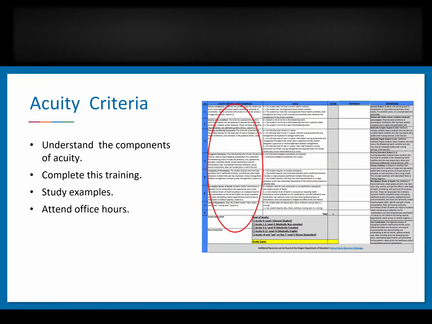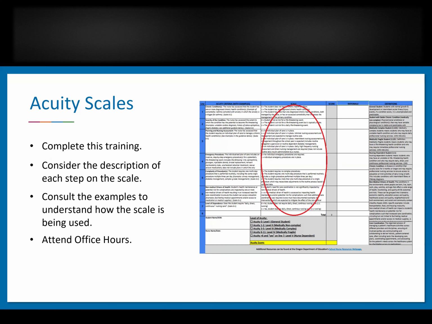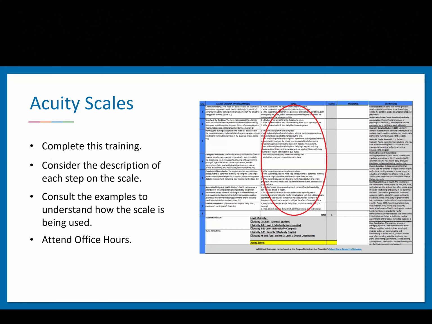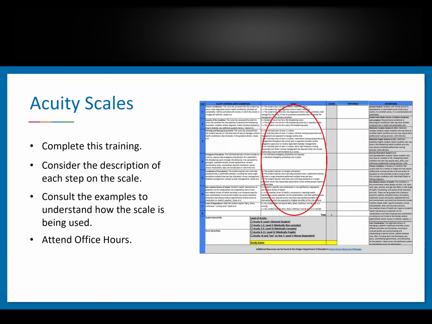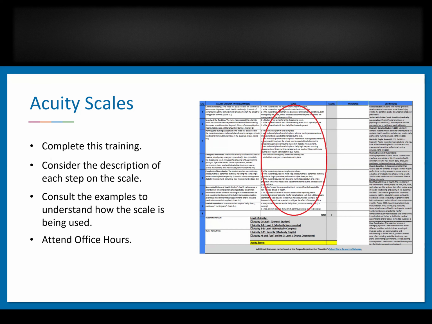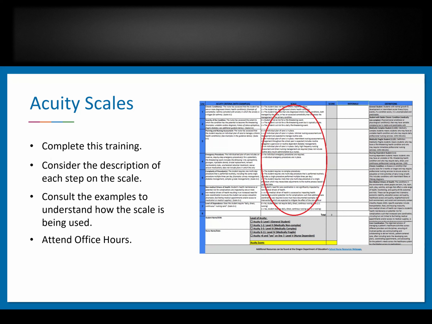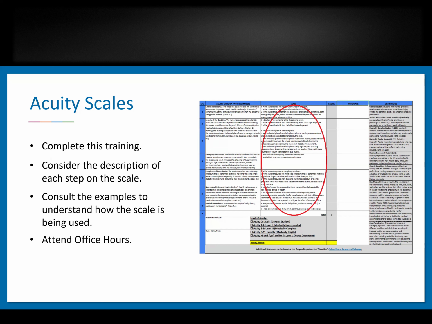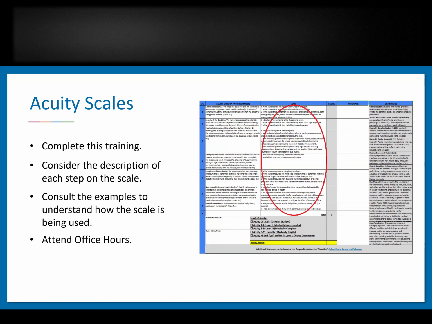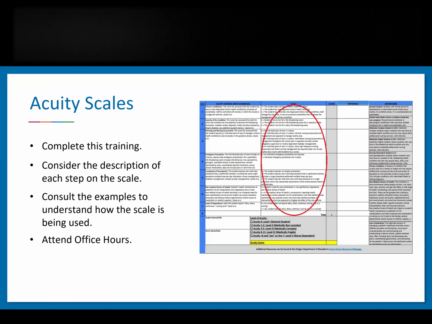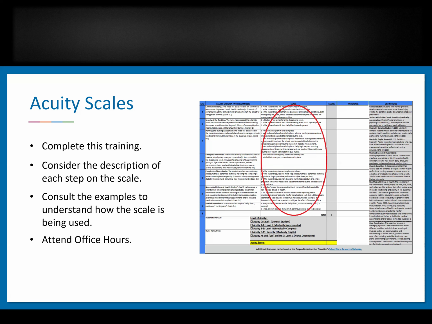The acuity criteria are located on the far left of the tool. The previous iteration used point ranges. The undefined scales made the tool difficult for nurses to use and yielded inconsistent results. In this iteration, the scales are clearly defined to ensure nurses understand what criteria is being measured and what the scoring options are for each criteria. It is essential that nurses use the examples below the tool to ensure they understand how the scale should be used. Nurses should attend office hours if they need support to ensure they understand how to use the scales.